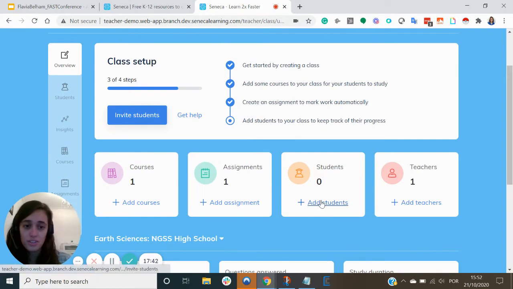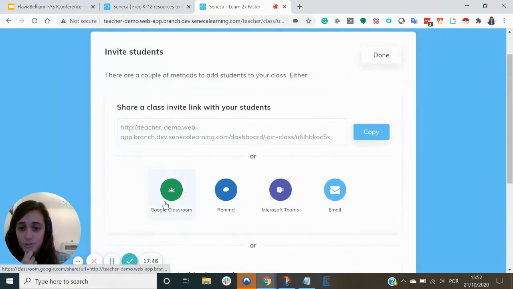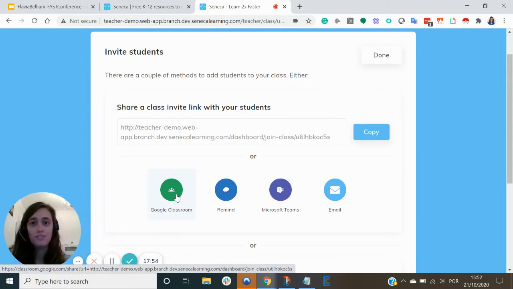When you go here, add students, and that's when it gives you the classroom and the Teams options. So you can literally, if you click here, I'm not going to do it now, but if you click here, it's going to open your Google Classroom account, and all you have to do is set assignment, and it automatically connects and links the assignment that you selected to their Google Classroom. So really easy to do.